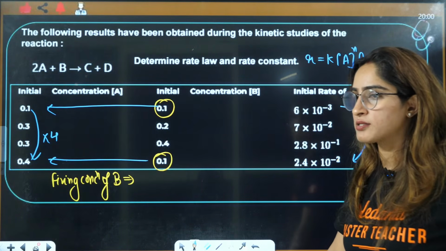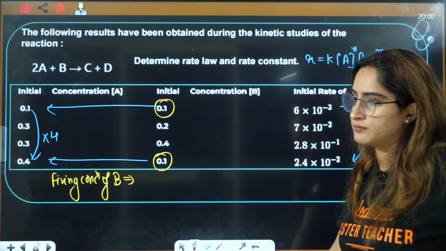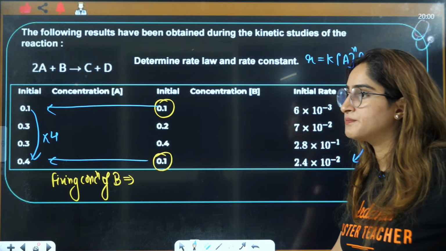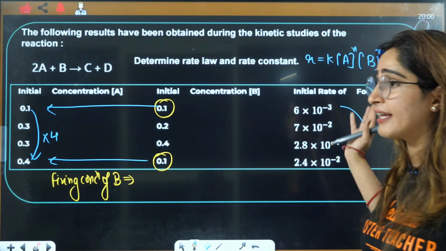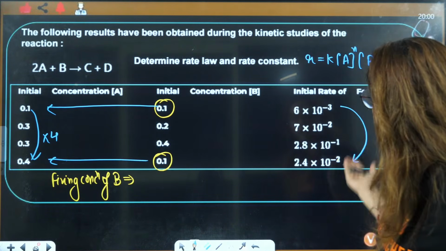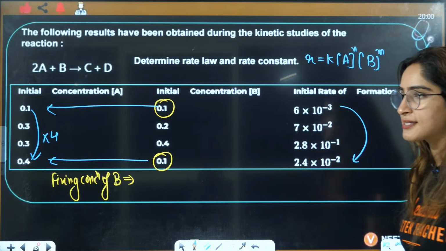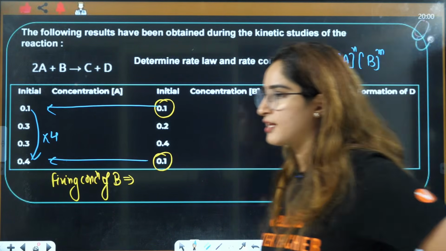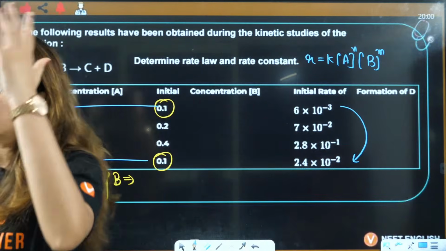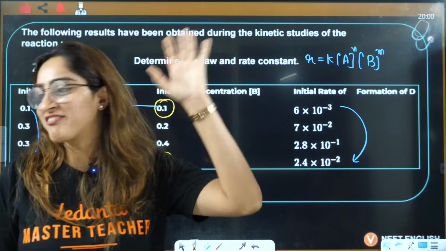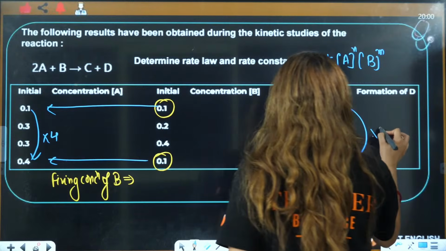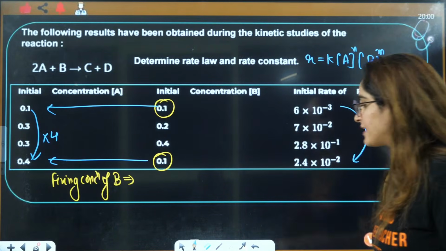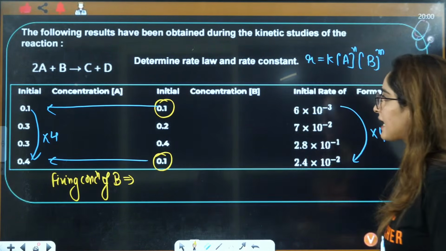Everybody in the chat box. How many times is this increasing? For NEET aspirants, ma'am, this is the biggest thing that we have to calculate, right? How many times? This is 4 times, no? Can you see? It is increasing 4 times, right?